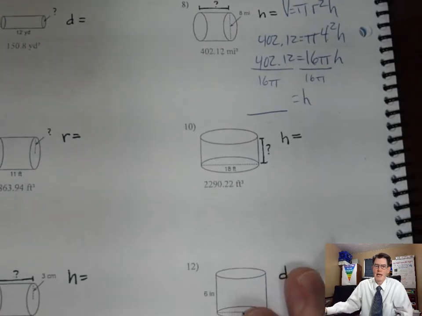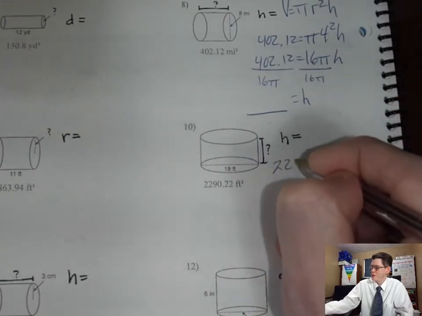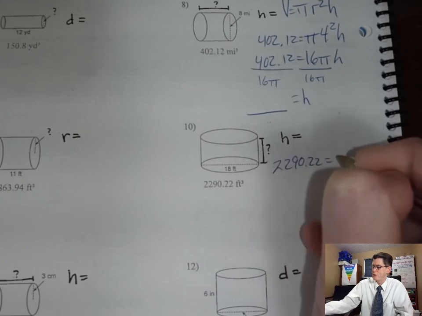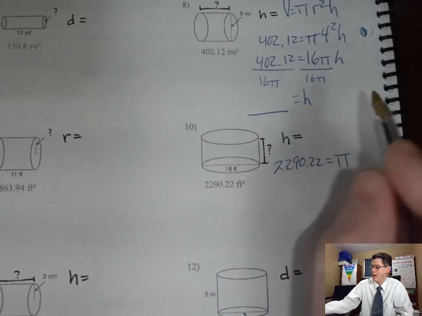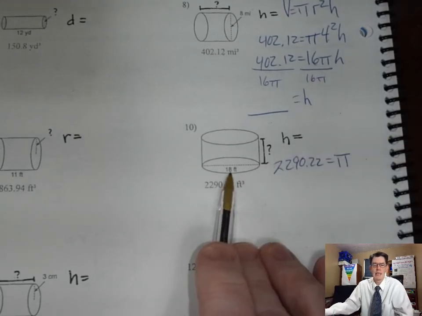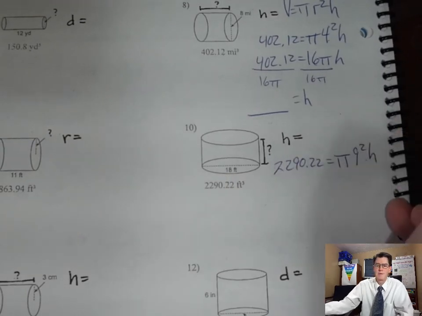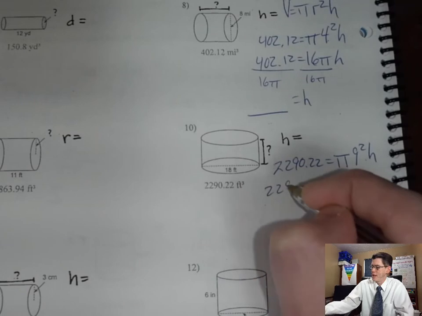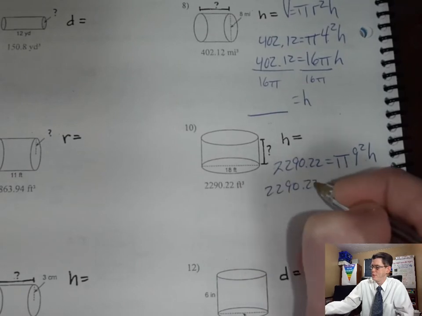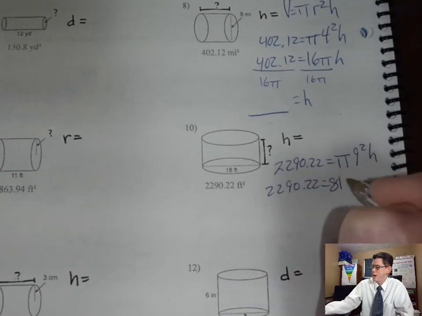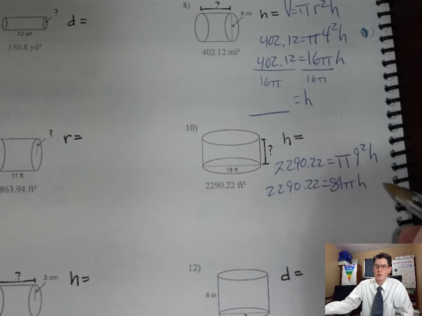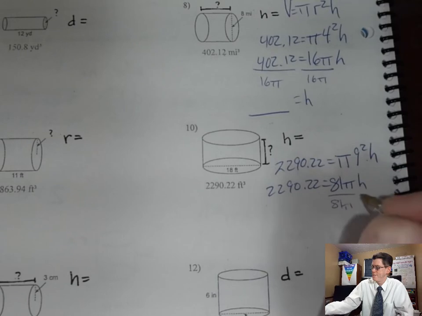Same thing on 10. 2,290.22 is the volume equals pi r squared h, where the radius is not 18. R squared, that's 9 squared h, which gives us 2,290.22 is 81 pi h. Divide off the 81 pi.